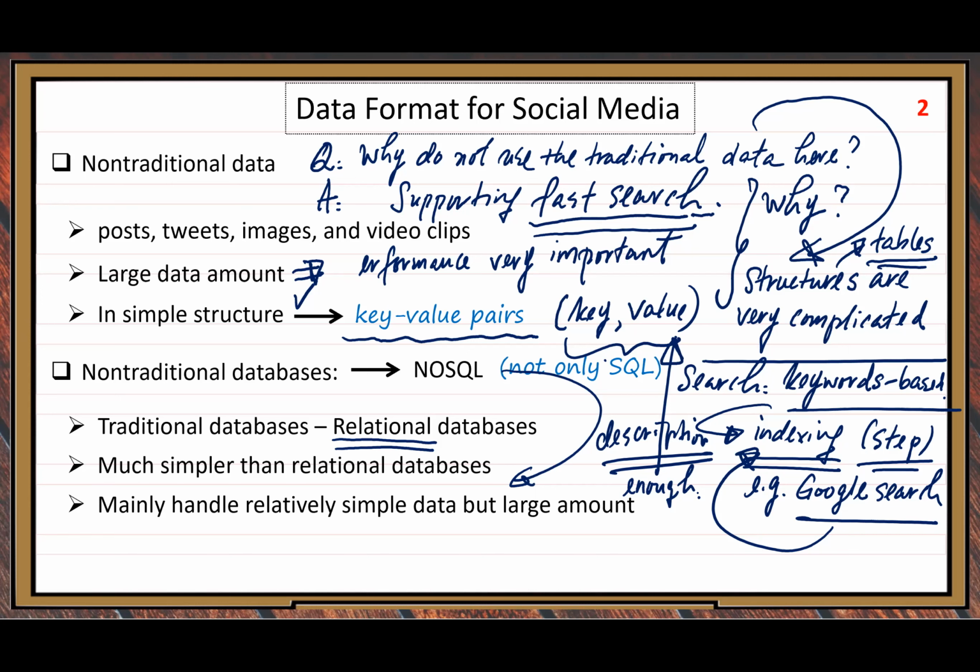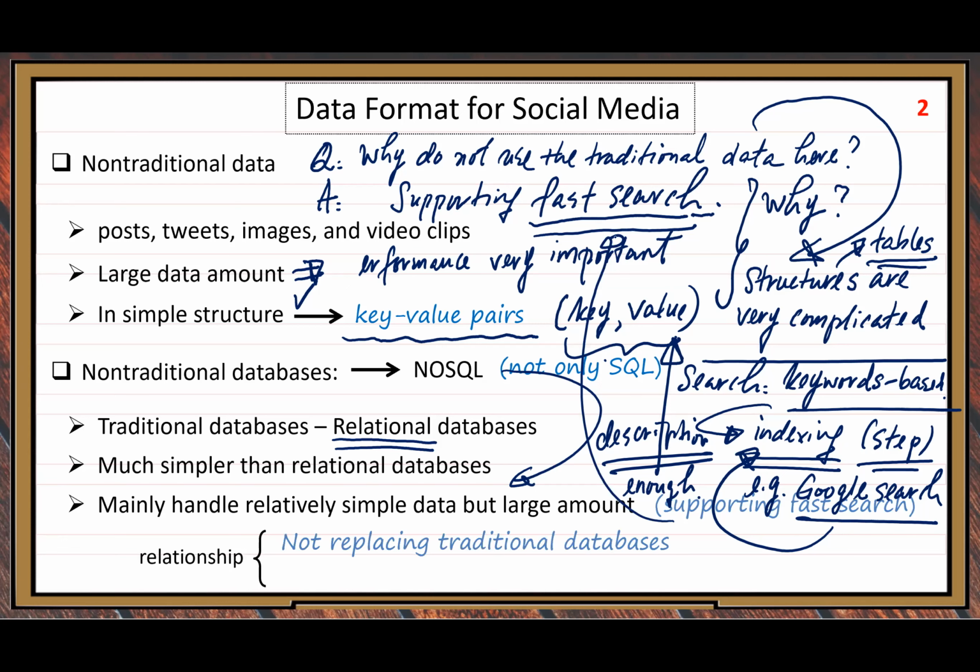Supporting fast search, I already talked about that. So you can see, based on this kind of property discussion, we cannot use non-traditional databases to replace traditional databases. They're working for different types of applications.